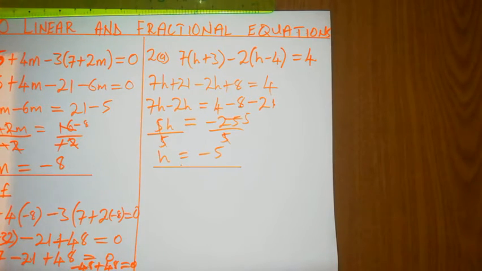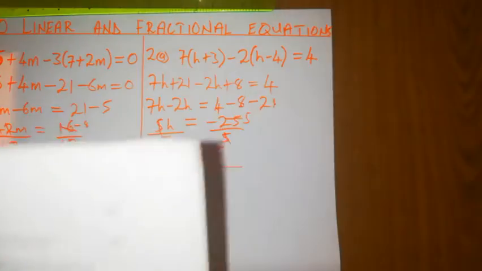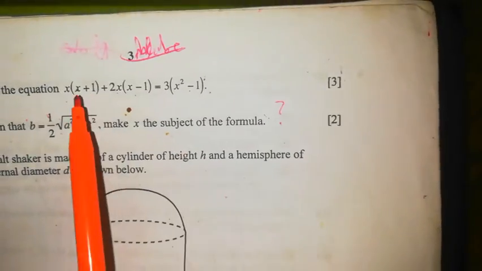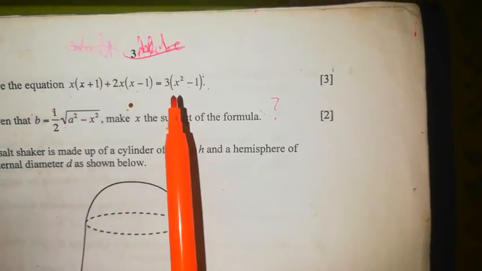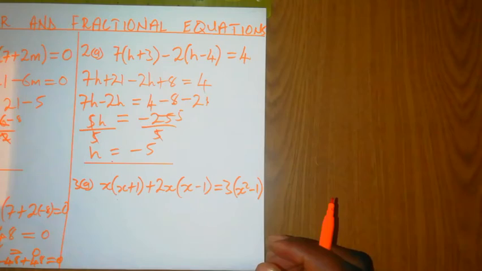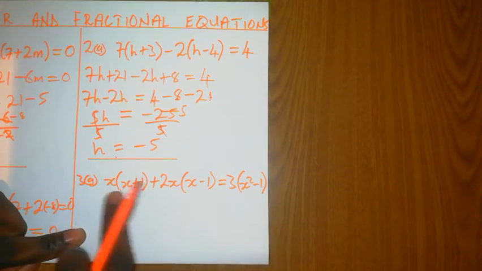So I'm moving on to November 2011. We're now moving on to November 2011. There is the question. It's number 3A. Number 3A, solve the equation. That is a linear equation. So let's try to solve that equation. So the concept in this case remains the same. We have to first open our bracket.